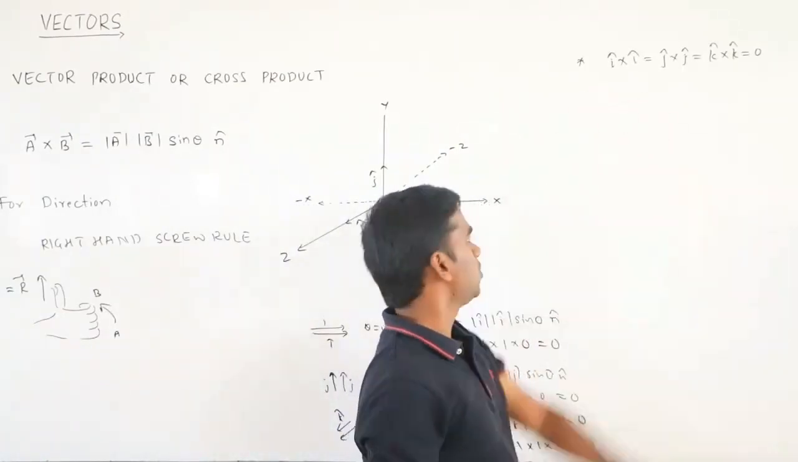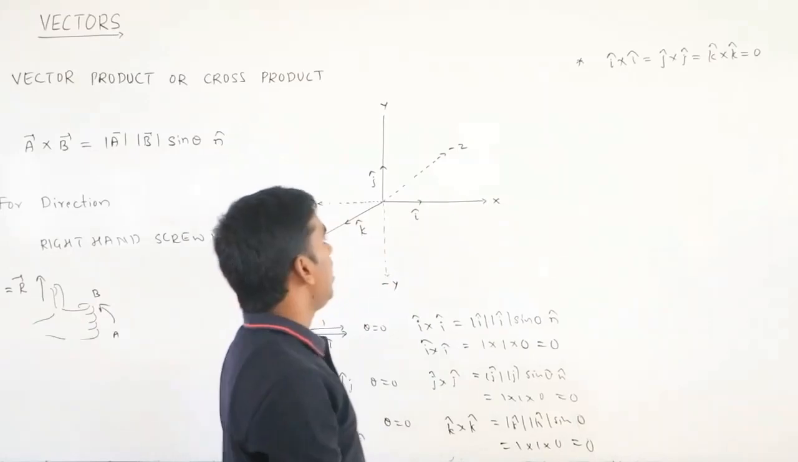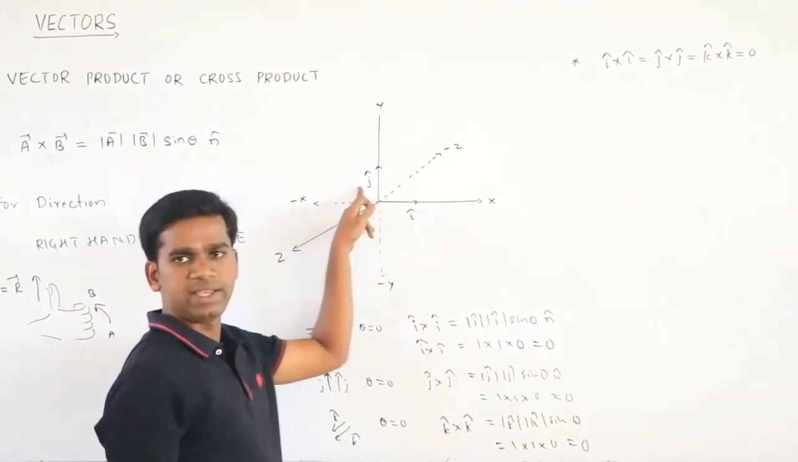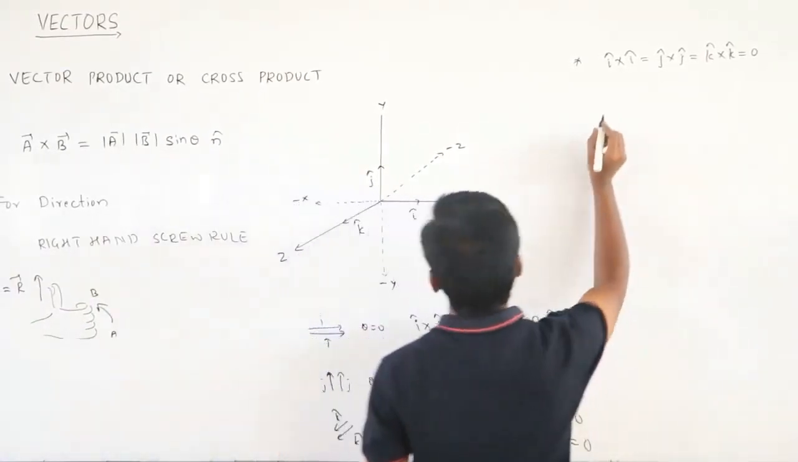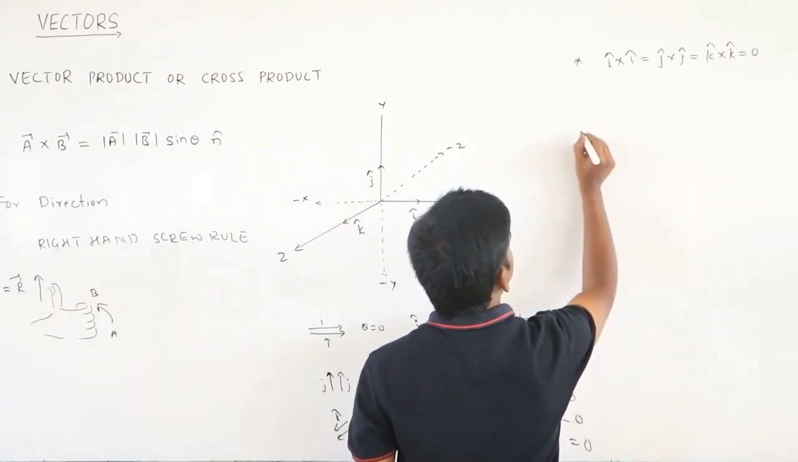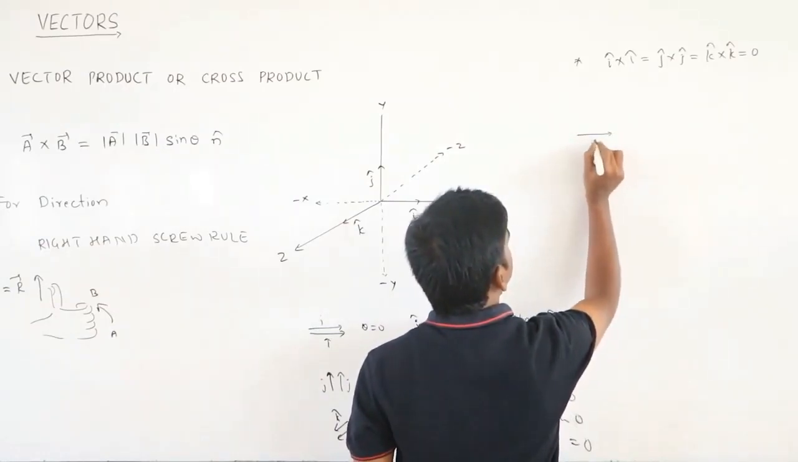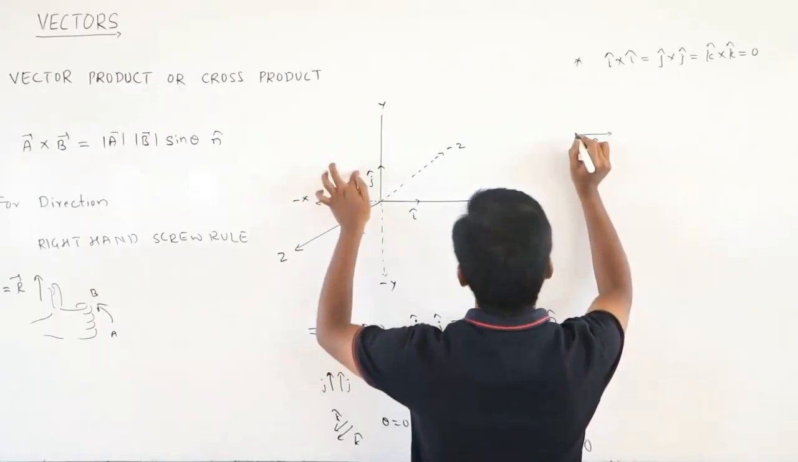Now I will take i cross j. So i cap cross j cap. This is i cap, so where is j cap? j cap is here.